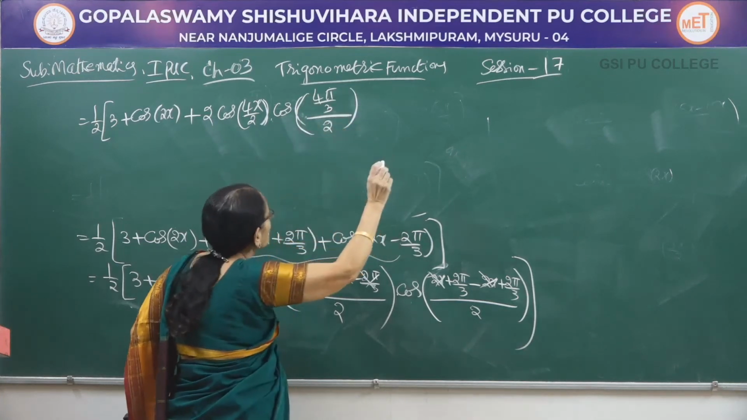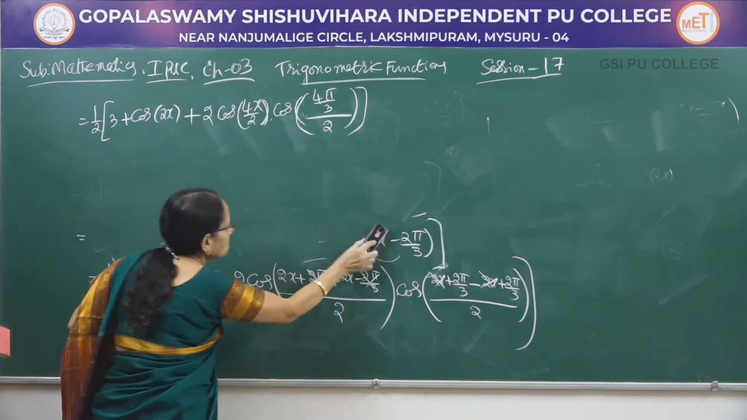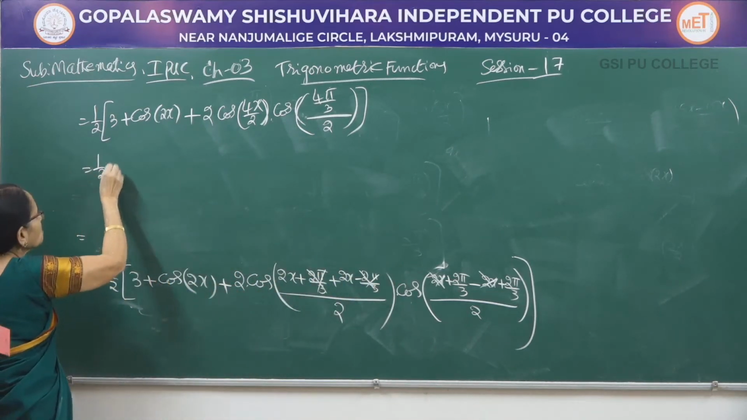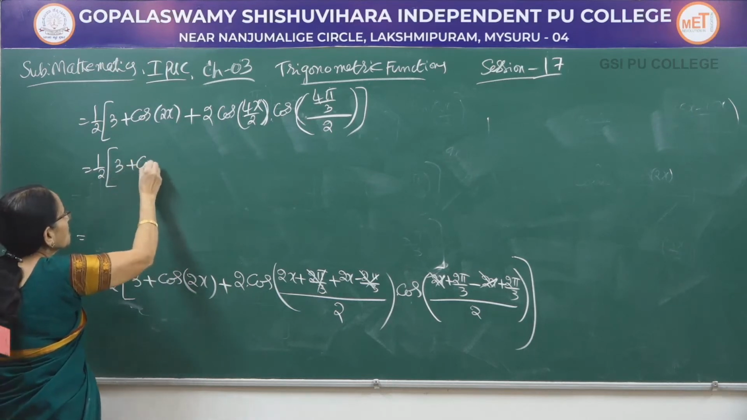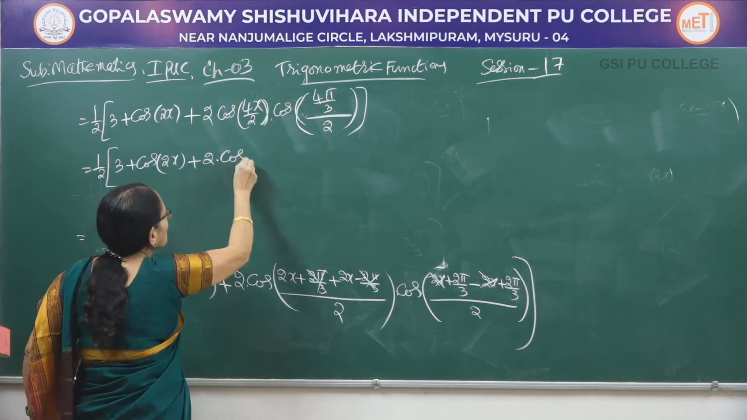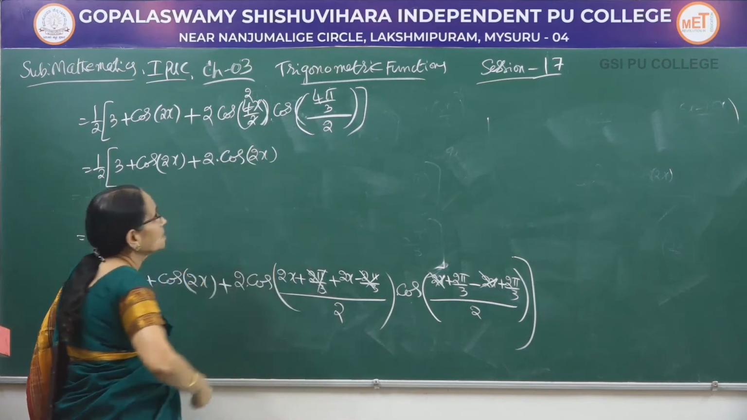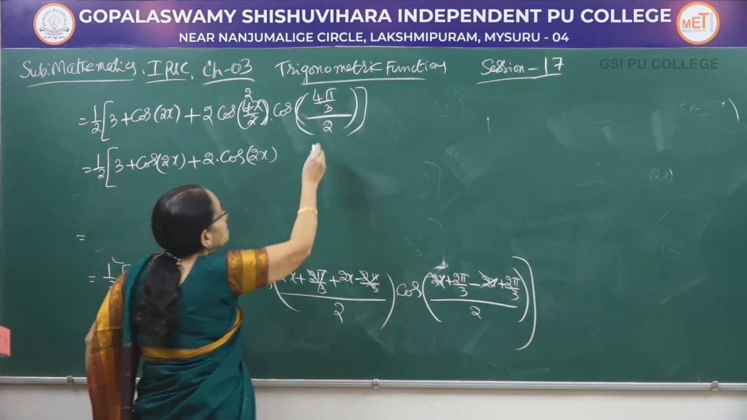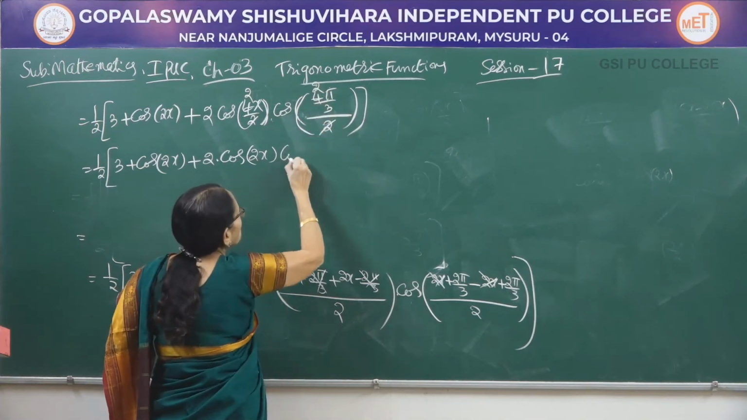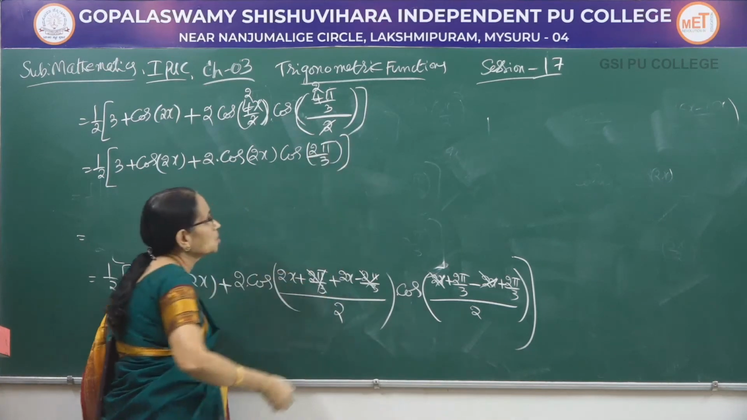These two are in the denominator only. Close the bracket. Now let me simplify further and use the allied angle rule to arrive at the result. It is half of 3 plus cos of 2x plus 2 times cos of, here 2 ones are 2, 2 twos are, you can cancel, it becomes again cos of 2x. Look here, now 3 and 2 are in the same position, you can cancel the 2 times. What do we have now? It is 2 pi by 3. Okay, 2 pi by 3.